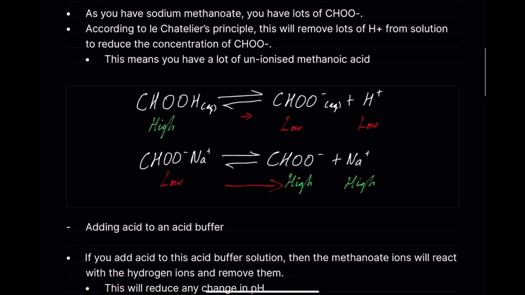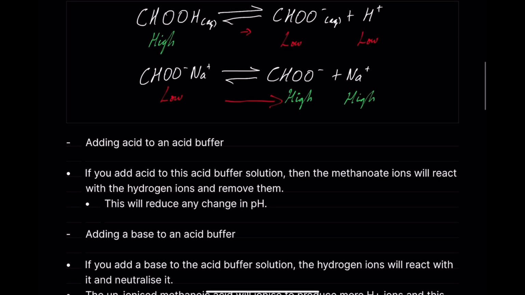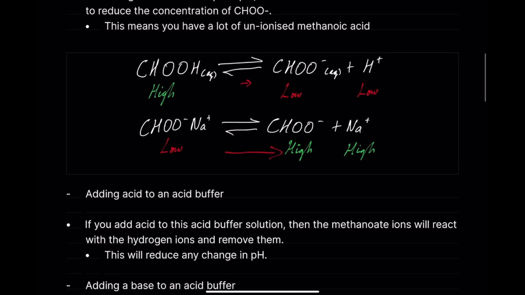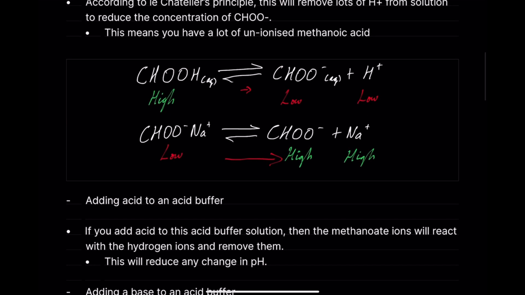Now, why is this useful? Adding an acid to an acid buffer: if you add acid to this buffer solution, then the methanoate ions will react with the hydrogen ions and remove them, and this will reduce any changes in pH. So let's say this is an acidic buffer, and it maintains a pH of roughly 5, nothing too acidic.